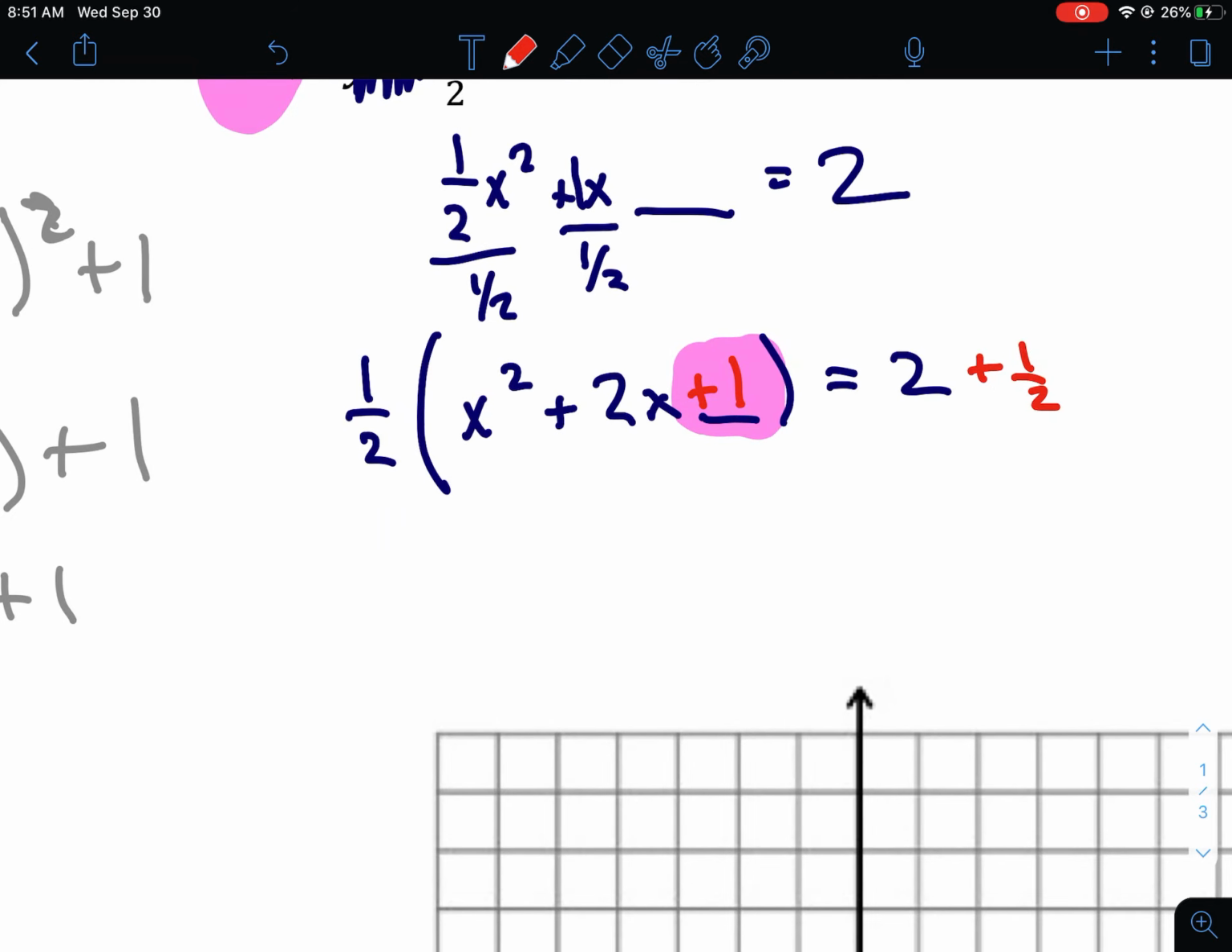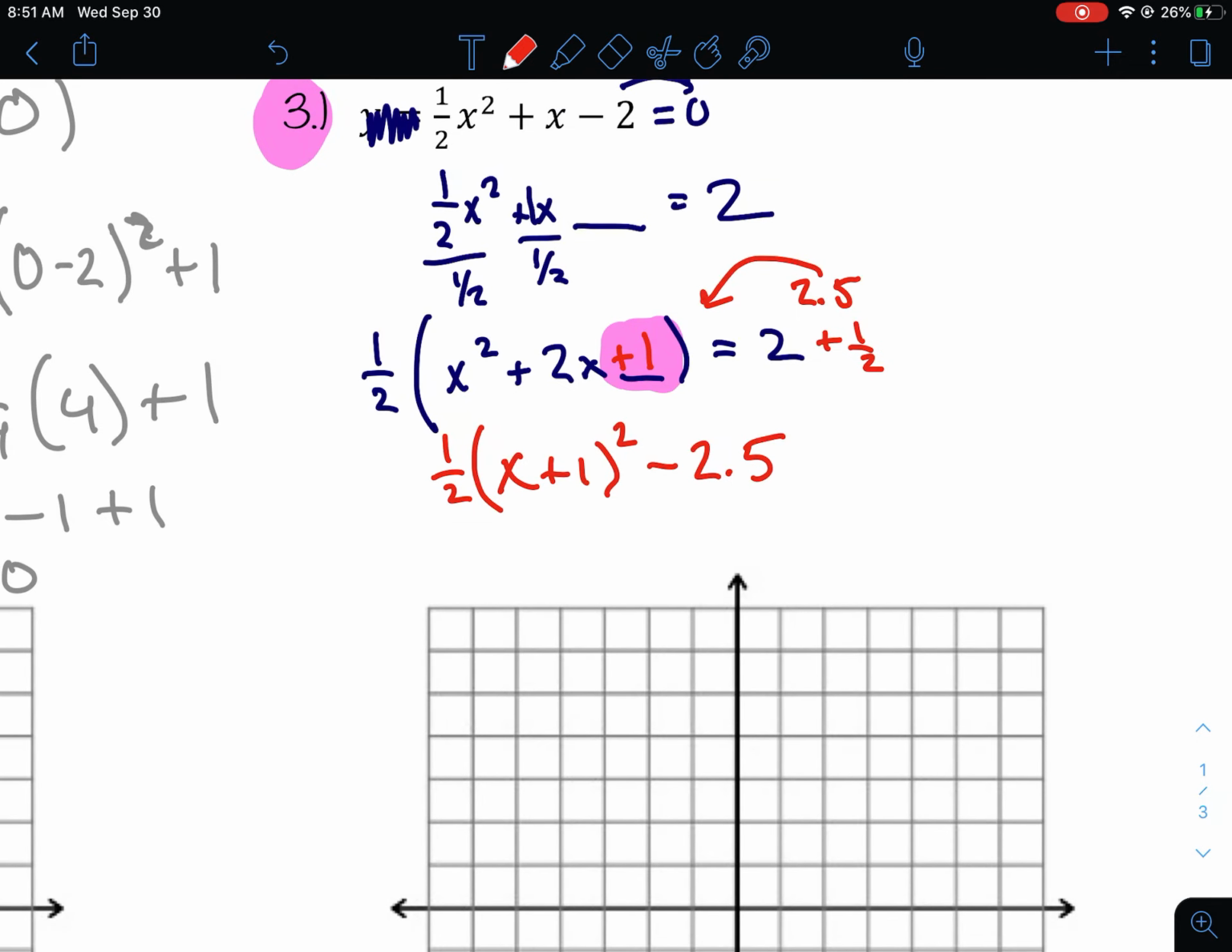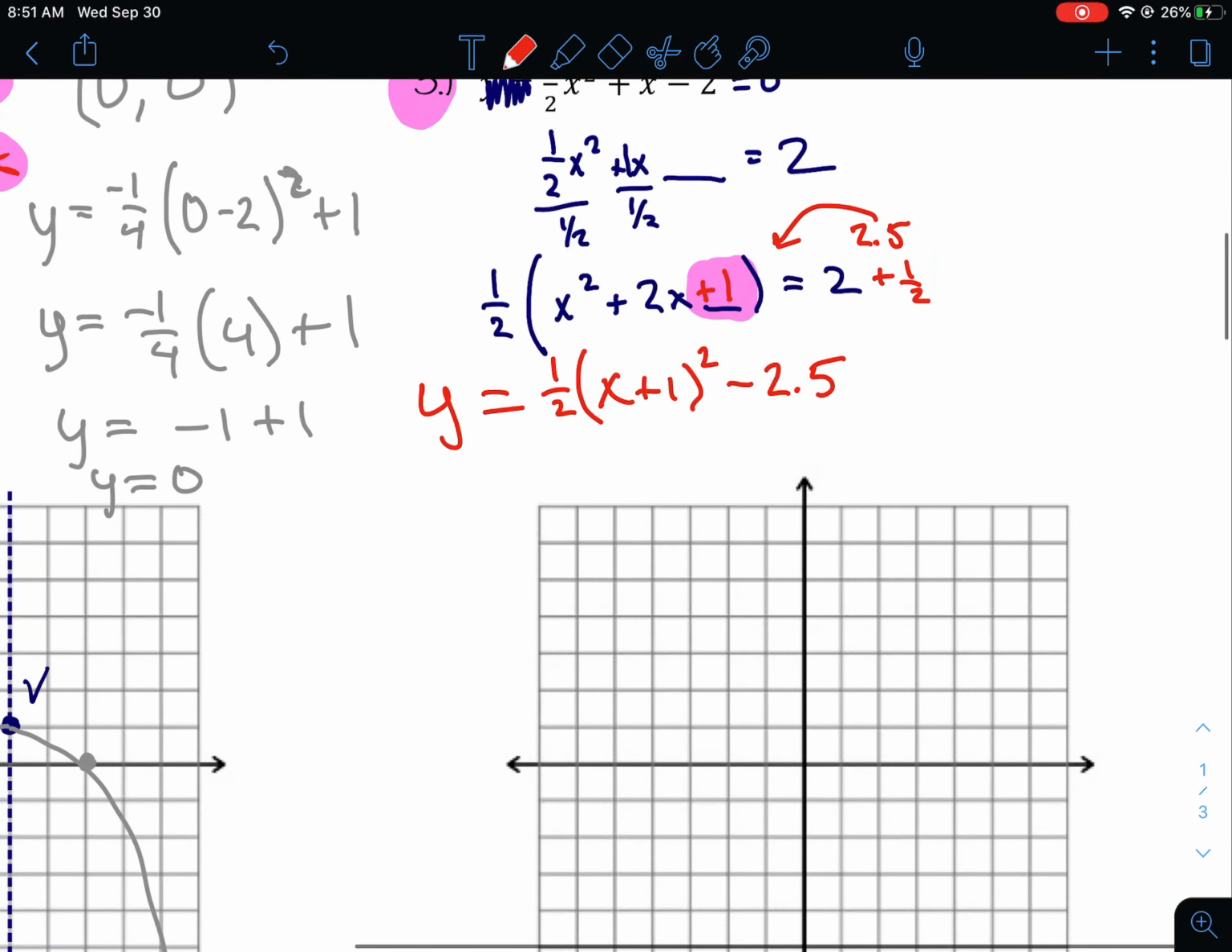And then now I can put this in factored form. The number that multiplies to be 1 and adds to be 2 is simply just 1 and 1. So I can write this as x plus 1 squared. 1/2 comes down. Now, 2 plus 1/2 is 2.5. That 2.5 will need to go back over to the other side, minus 2.5. So now that this is in vertex form, now I can plot this on a graph.